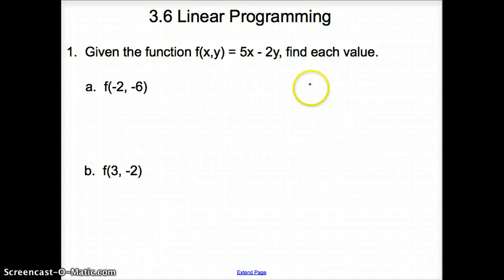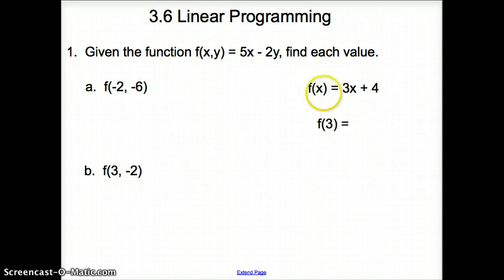Today we're going to be working with linear programming, and it combines the past couple sections that we've been working on. And so we're going to start off with: given the function, and this is read as f of x y equals 5x minus 2y, and we're asked to find the value.